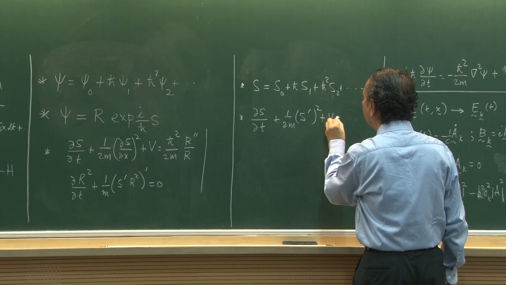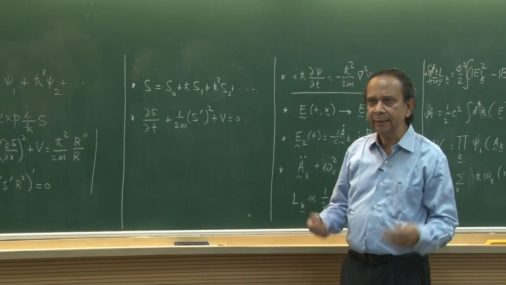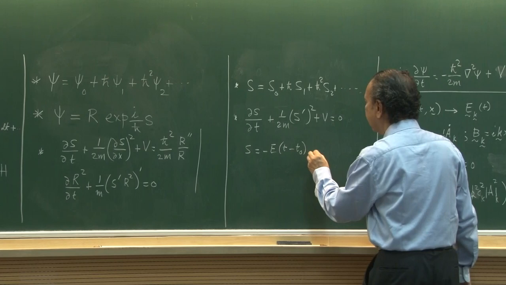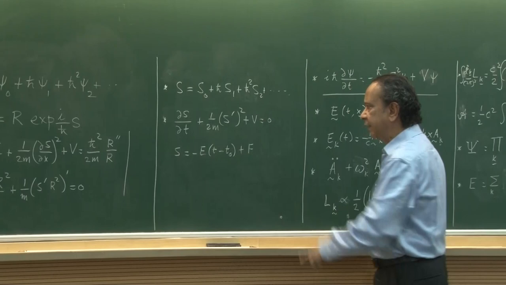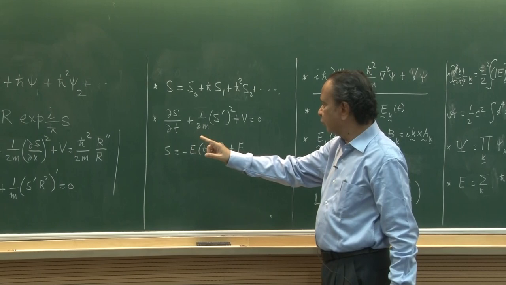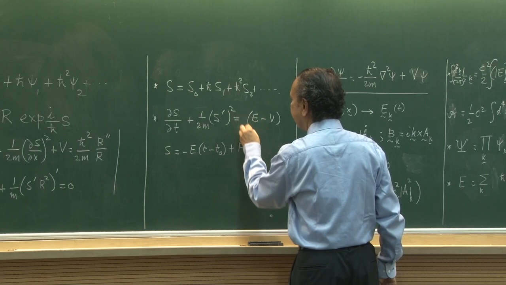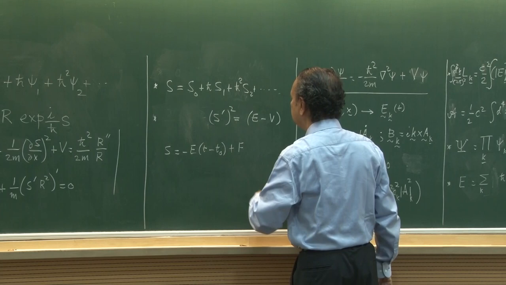This is a partial differential equation for S, and there is a standard trick to solve these equations. You assume that S has an ansatz which is of this form, minus E, let us say, t minus t naught. It depends on t linearly, then plus some function f which depends on x. So you plug this in. So dS by dt is going to give me a minus E. So take that minus E to the right hand side. So I will get E minus V on the right hand side. dS by dt is gone. And you multiply by this 2m. So you get a 2m here. Then you take a square root.